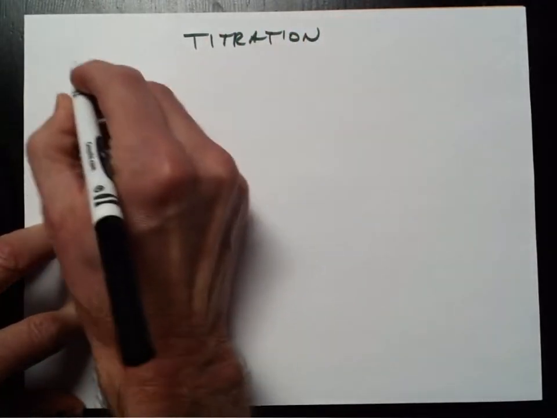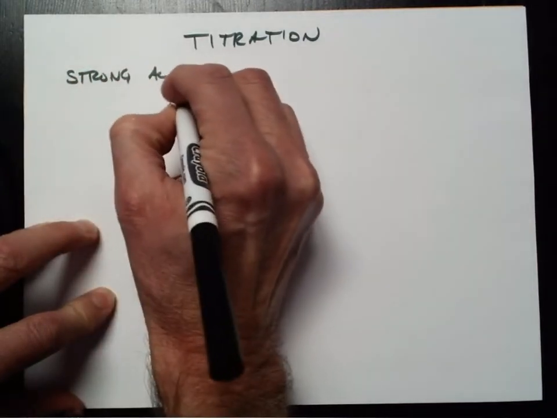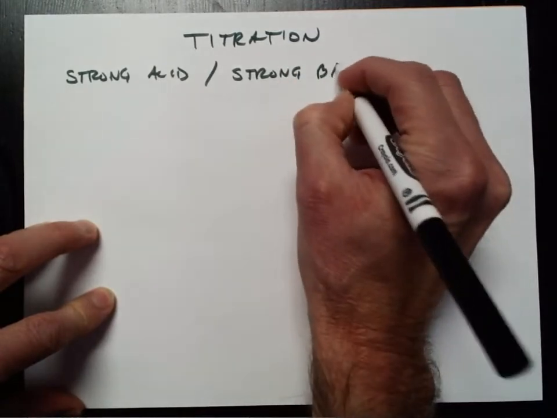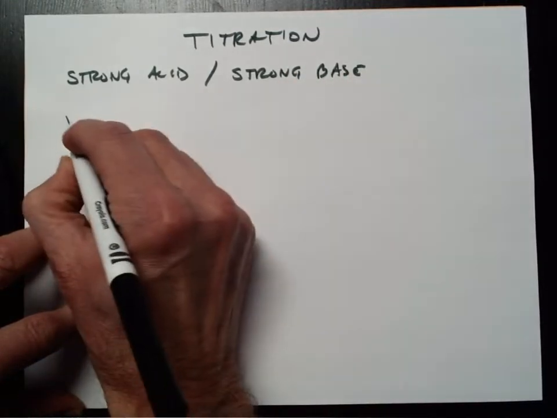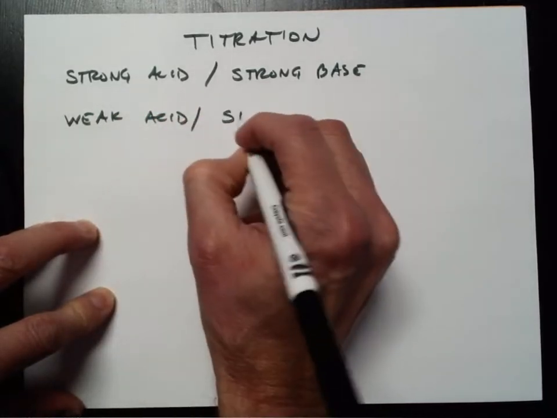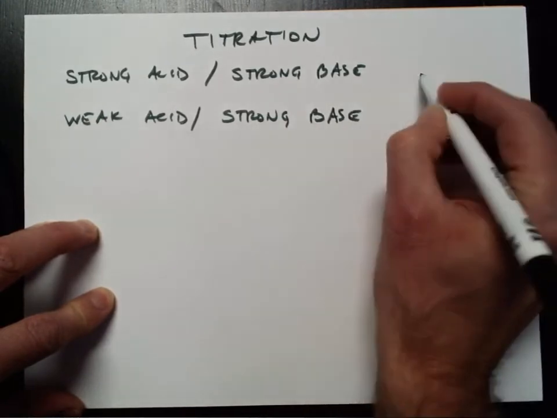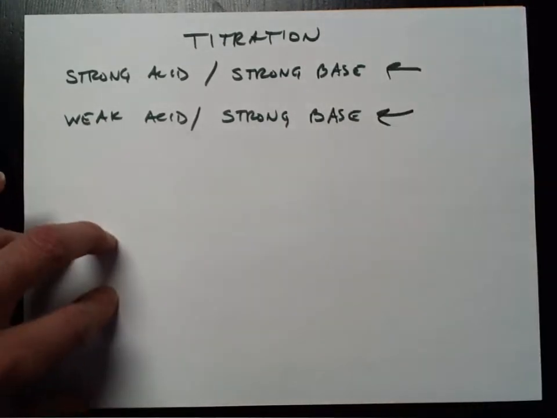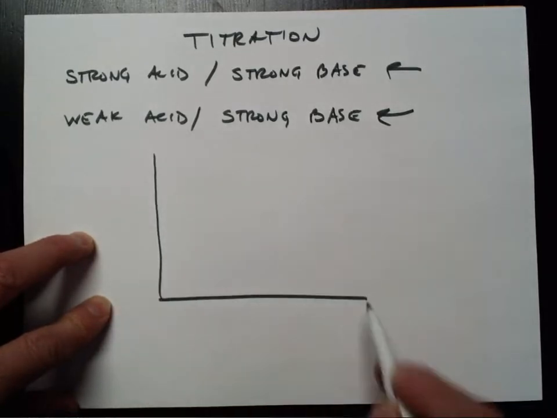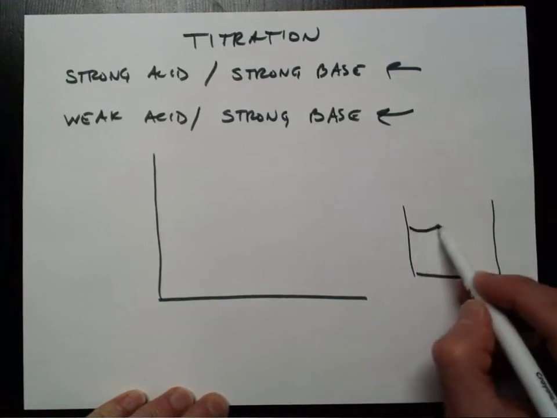We were looking at the titration of a strong acid with a strong base and of a weak acid with a strong base. And there are different approaches for looking at these. Basically, there's an experiment you do where you have your acid in a beaker.